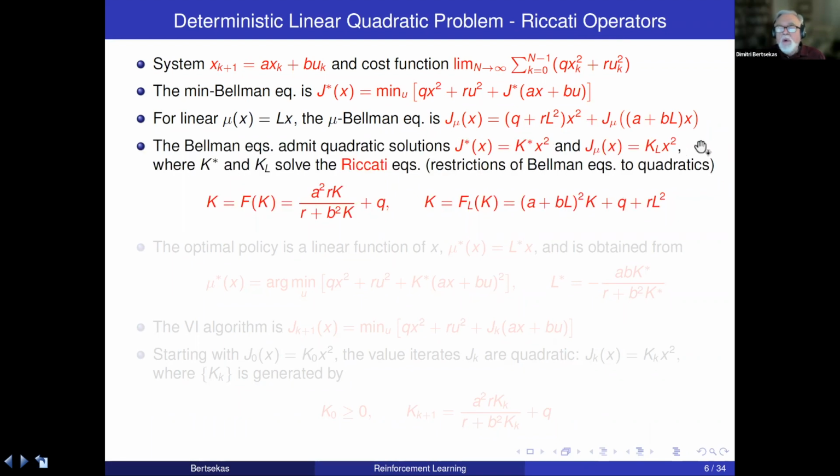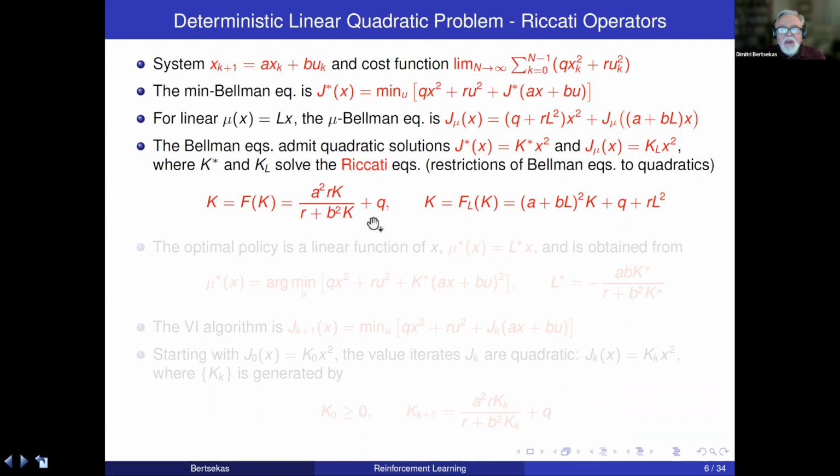So here's the important fact, and we went through this last time. The Bellman equations admit quadratic solutions. J star, the optimal cost function, has this form where K star is some scalar. And for a linear policy, the corresponding cost is quadratic with some coefficient KL for a given L. And K star and KL solve the Riccati equations.